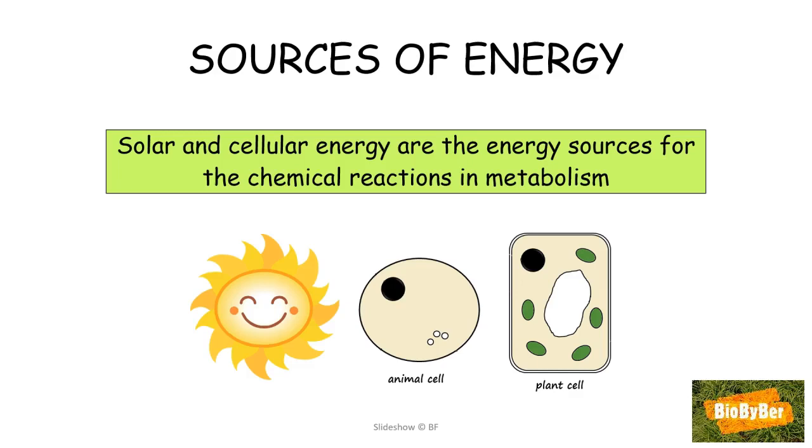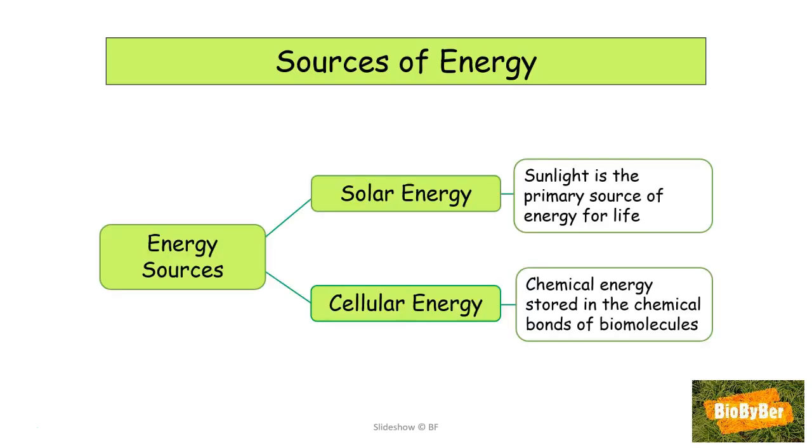What are the sources of energy for all these chemical reactions? Well, solar and cellular energy are the sources of energy for the chemical reactions in metabolism. Solar energy is basically sunlight, and as we've learned before, sunlight is the primary source of energy for life. Everything depends on the sun.